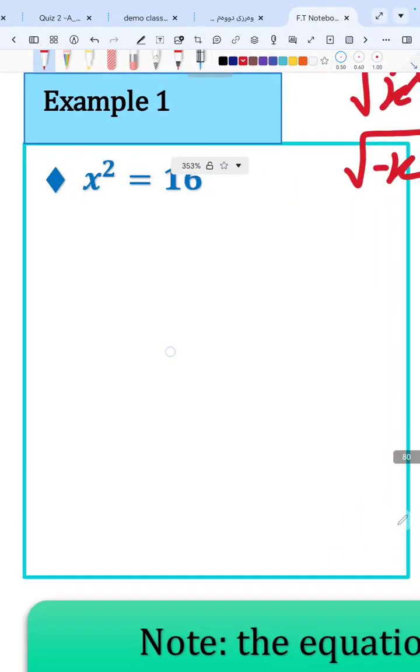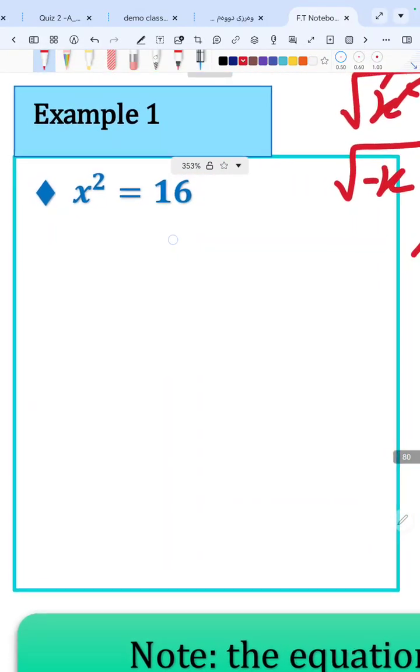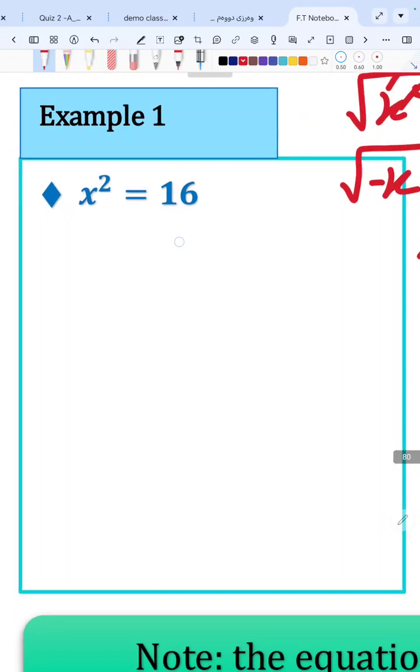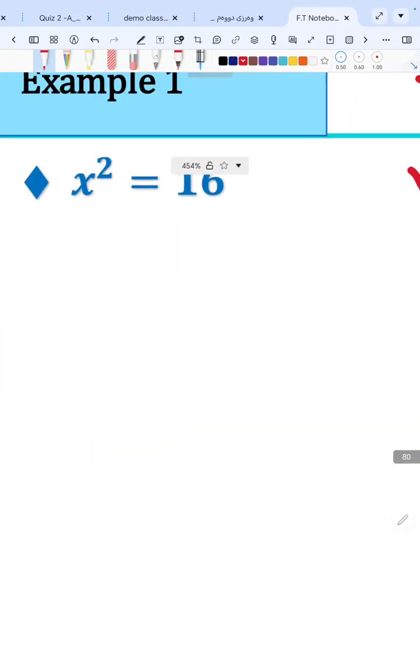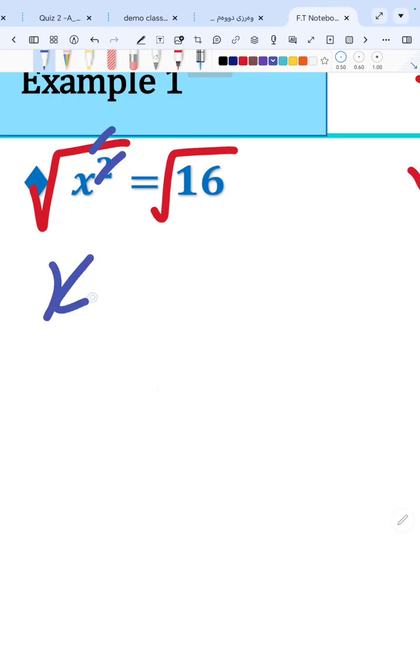Okay, example 1, it's case 1. It's about using square roots to solve x power 2 equals a. As you can see, we don't have anything next to x power 2, so it's alone. Immediately start to solve it. How? By taking the square root of each side. As I told you, power 2 and square root cancel each other, x remains. x equals the square root of 16, it's positive, negative 4.